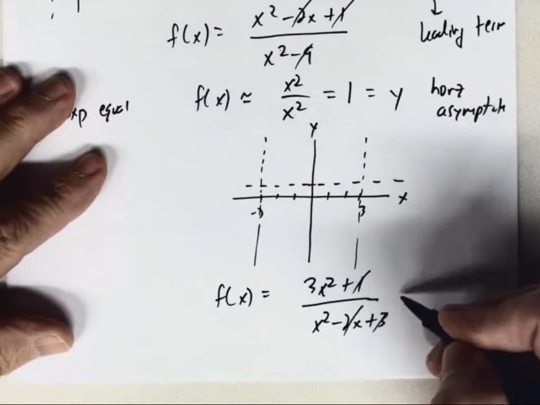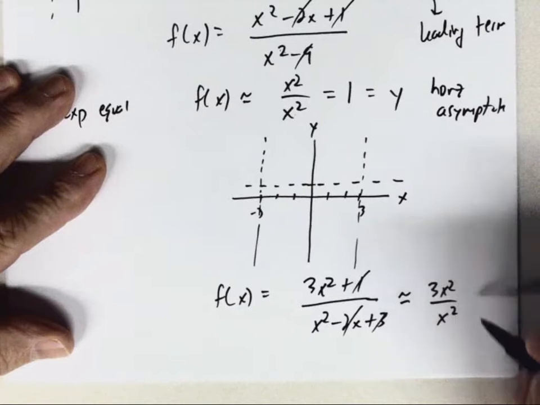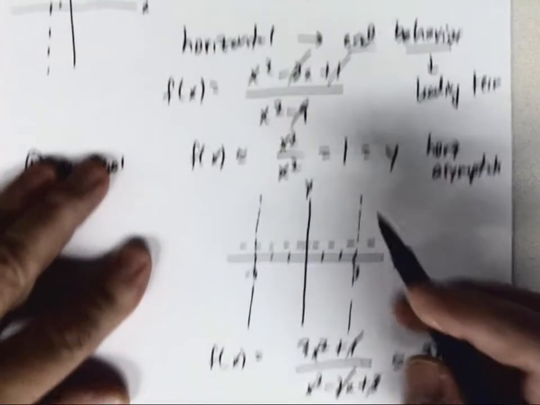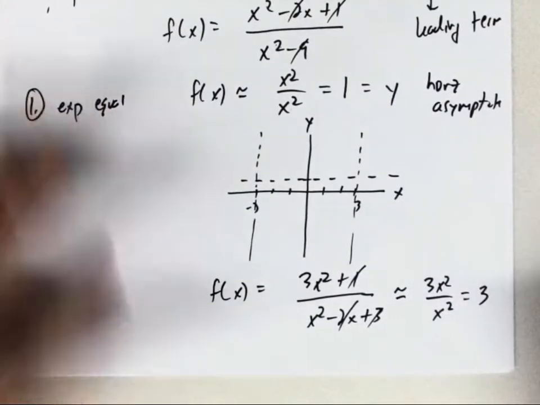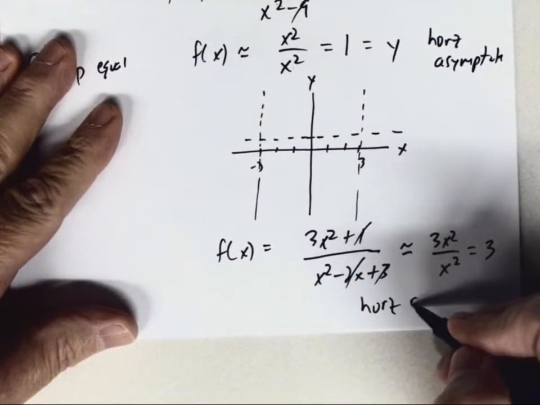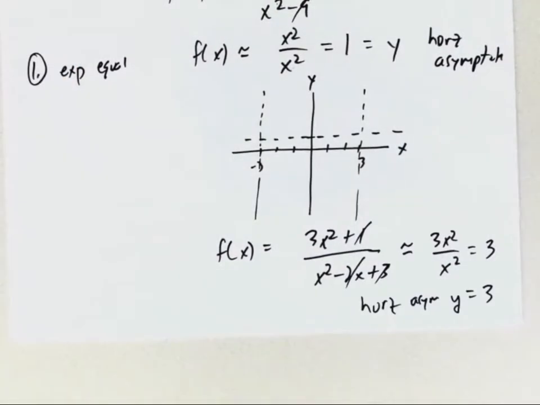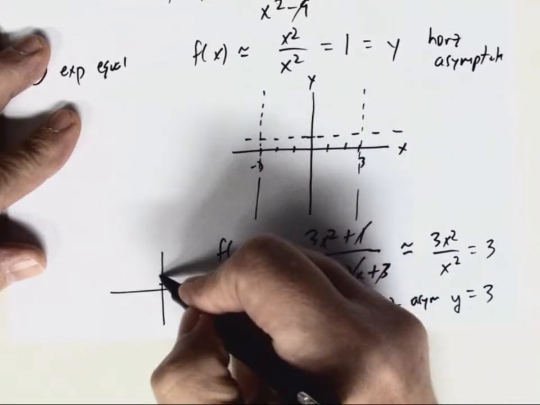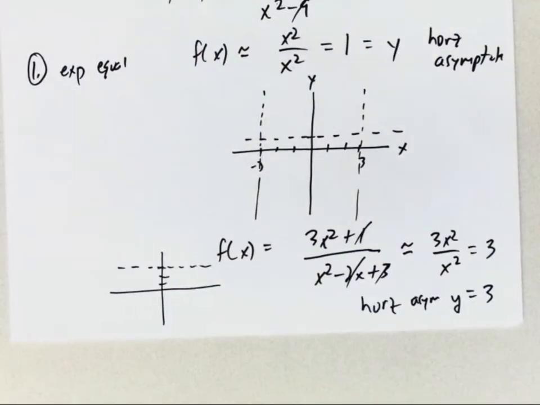I only keep the leading terms, which ends up being 3x squared over x squared. The x squareds cancel out. But in this case, up here I was left with 1, but here I have 3 over 1. So then here, my horizontal asymptote would actually be y equals 3. If I were to try and graph this at some point, I'd go to y equals 3, and there's my horizontal asymptote.